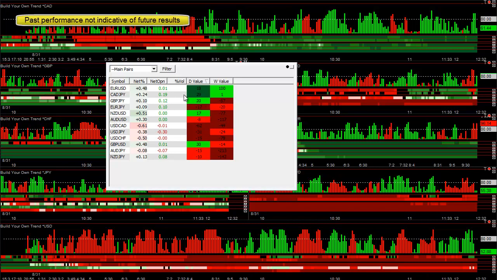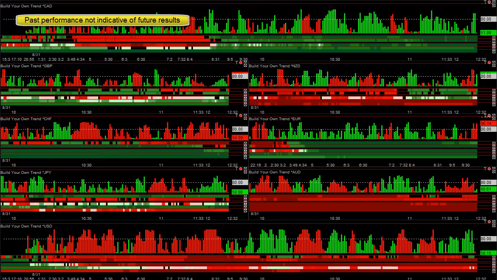So pretty much the euro dollar and CAD yen, you could be looking for buys, sells in the dollar CAD, dollar yen, dollar Swiss, Australian dollar, and New Zealand dollar. So that's the first step of this method.